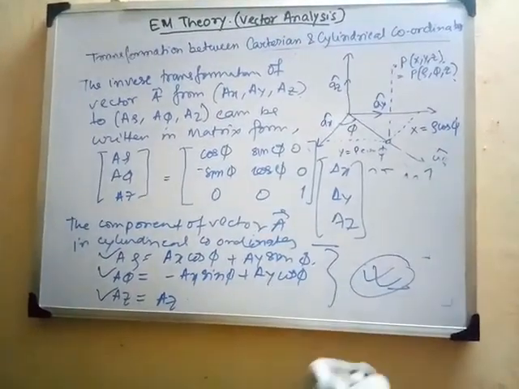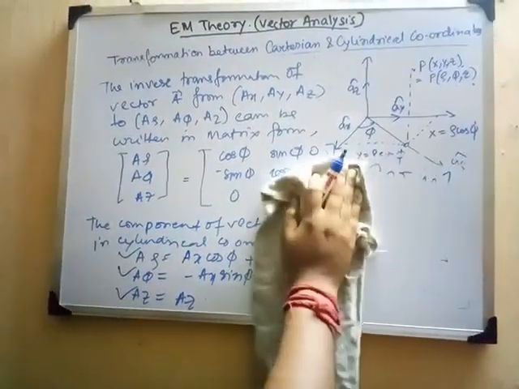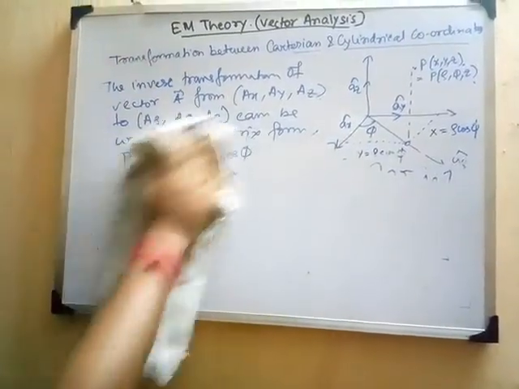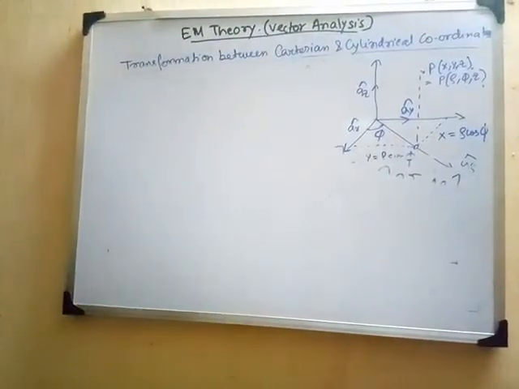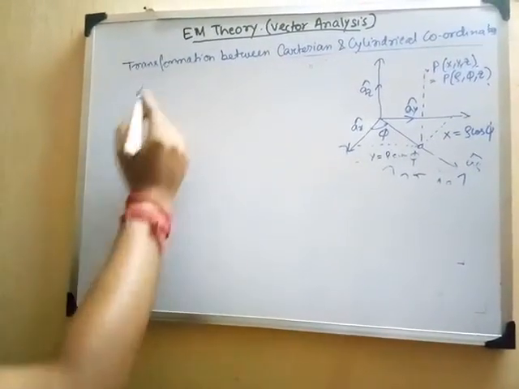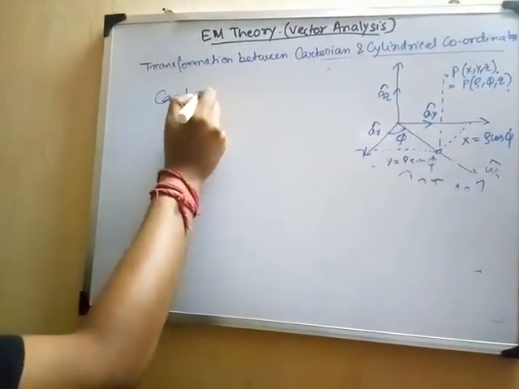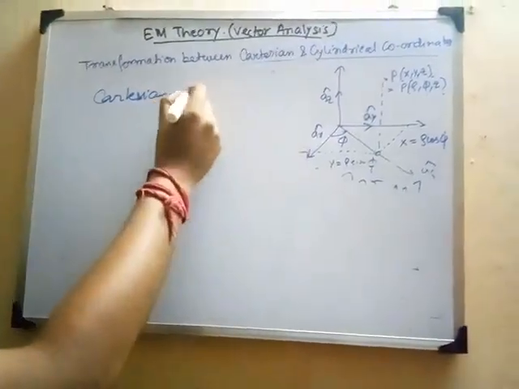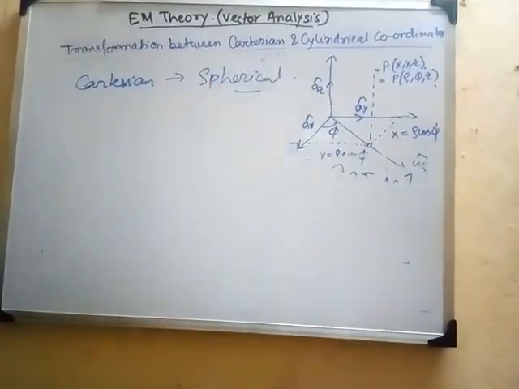So this is the analysis by which we can transform coordinates from one coordinate system to another. Now your job, this is your assignment, is to find out the transformation from Cartesian to spherical coordinate system. We have already discussed Cartesian to cylindrical.